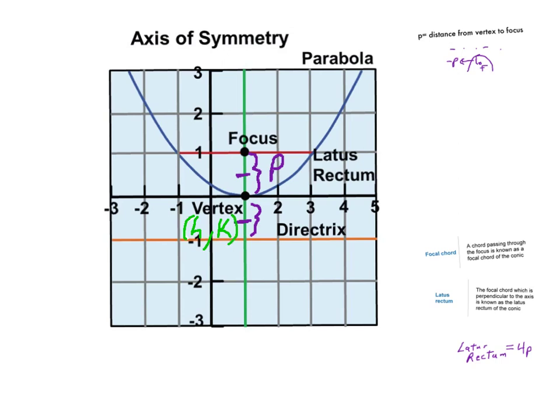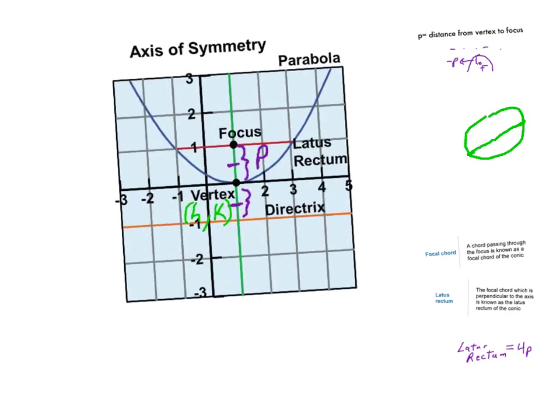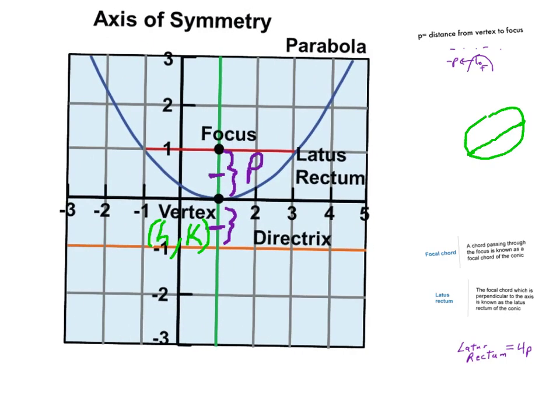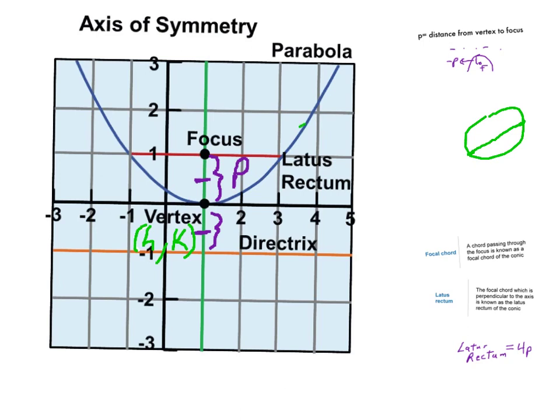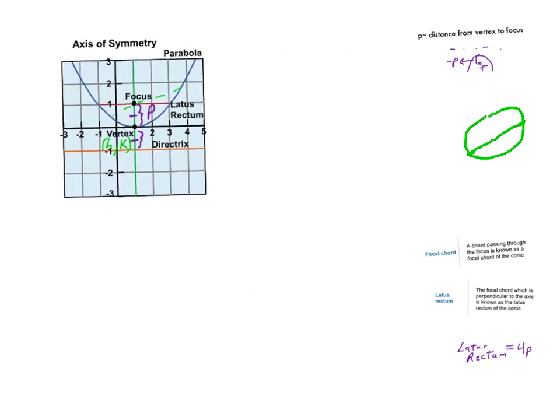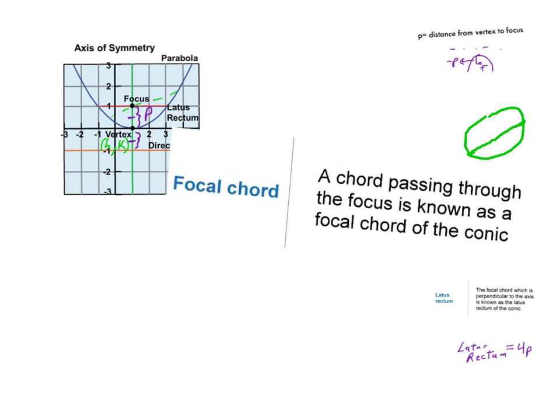If you recall from geometry, just a quick reminder, if you have any shape, a chord touches one side and touches the other side, but doesn't extend further. So with a parabola, if we have a chord that goes through the focus, we can call that a focal chord. If it's a chord that cuts through the focus, it's known as a focal chord.